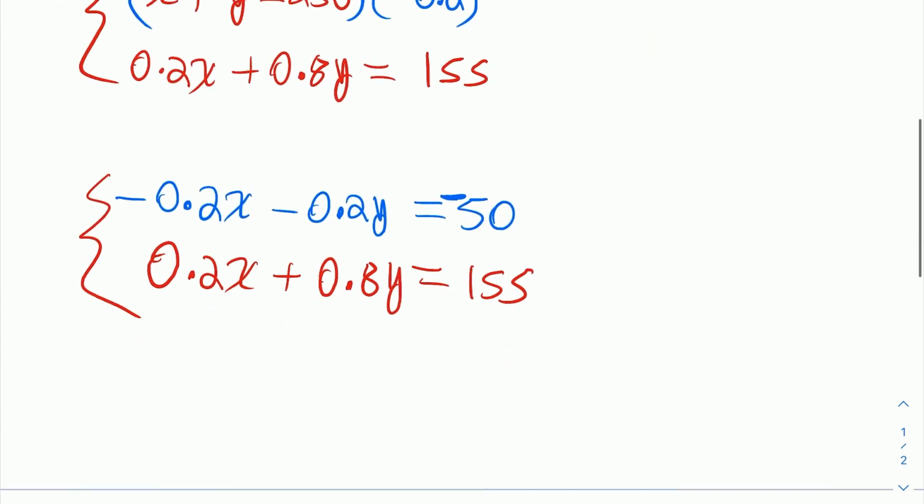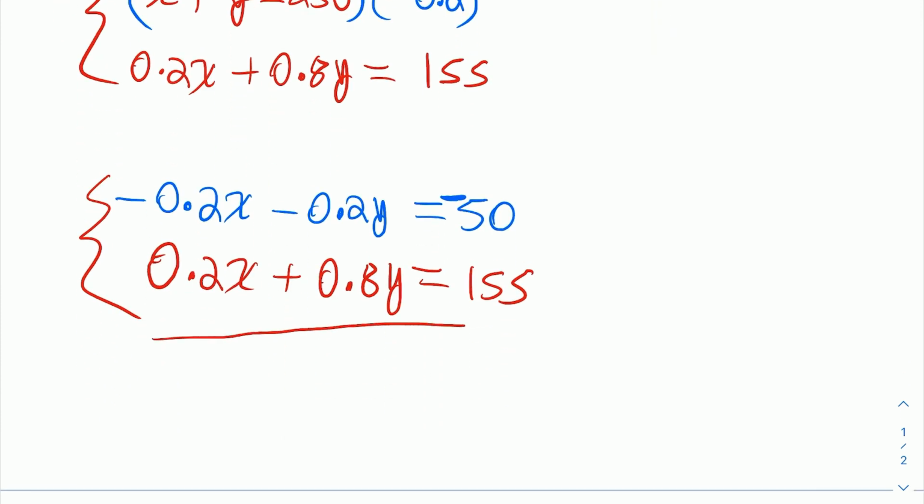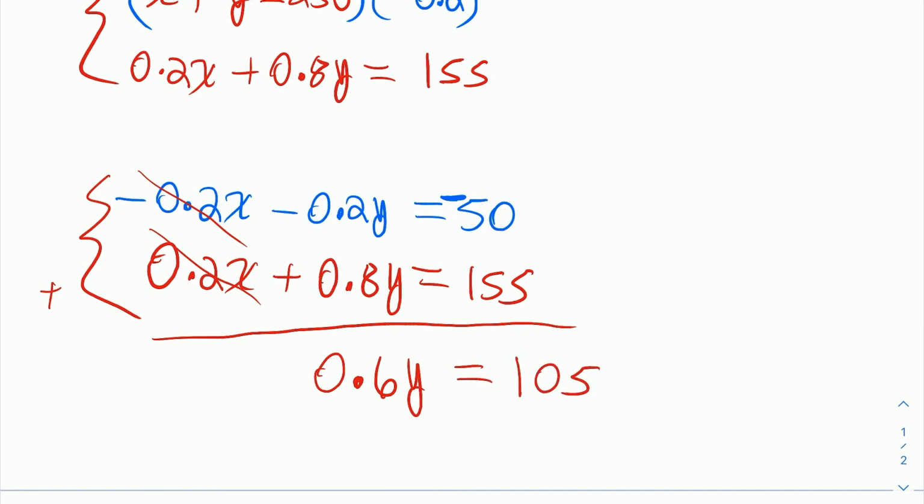So we get this new system, and if we just add the two equations together, the x terms will cancel out, so I won't have x in my equation, and this will give me 0.6y is equal to 105. And then all I have to do now is take that 105 and divide it by 0.6 to get y, the amount of strong acid, which should be 175 liters.